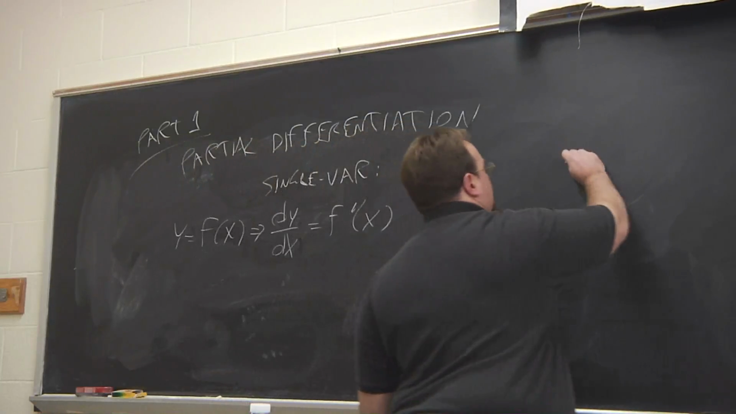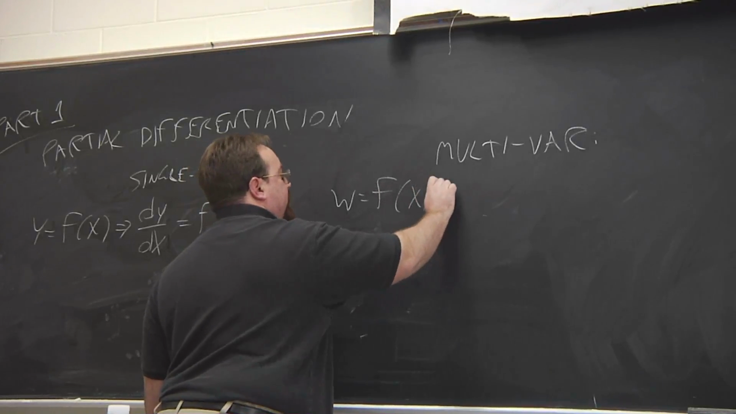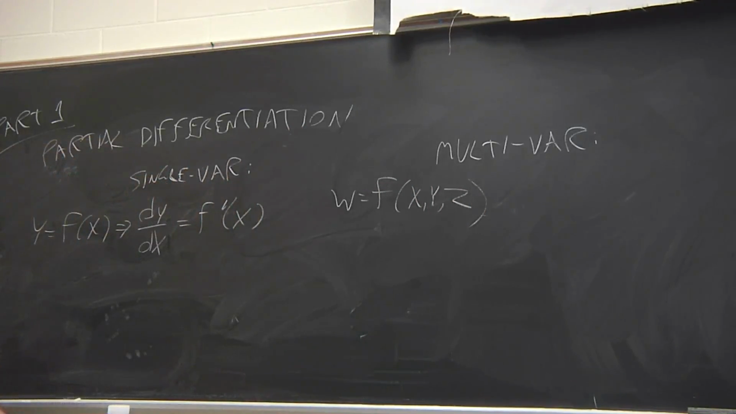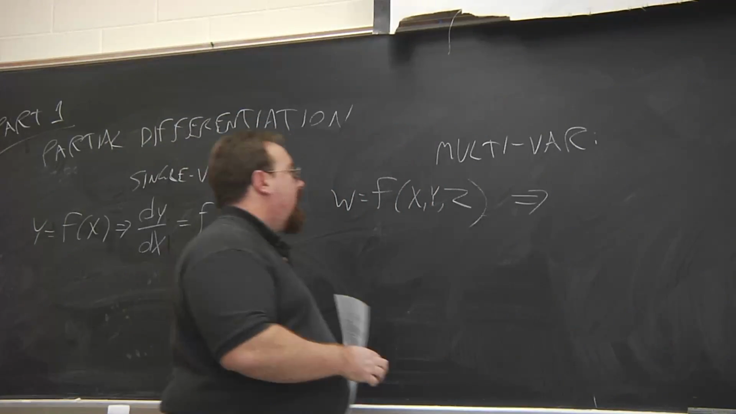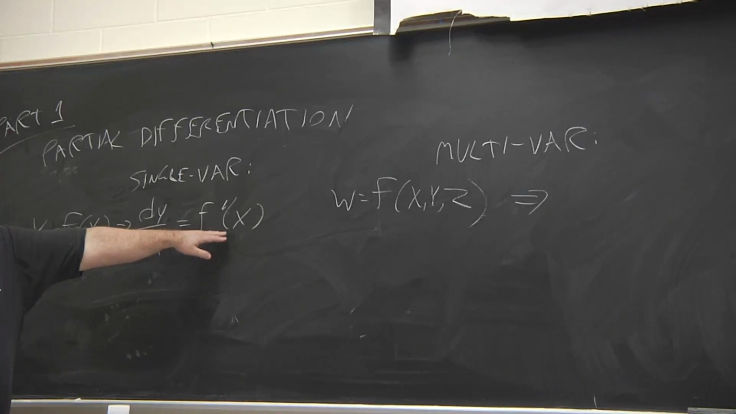So what happens in the multivariable case? Now you have, as an example, a function that depends on three variables, x, y, and z, corresponding to three spatial dimensions, and let's say the output is w. There's no way to describe the rate of change of this function with respect to all of its variables using just a single number like we have here.